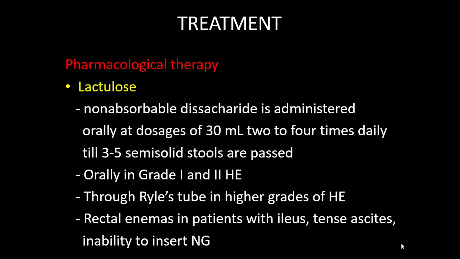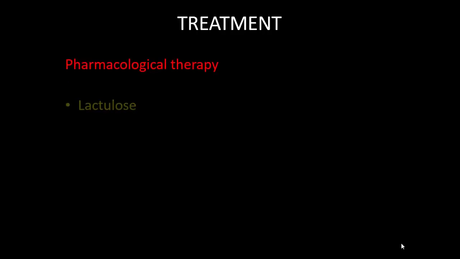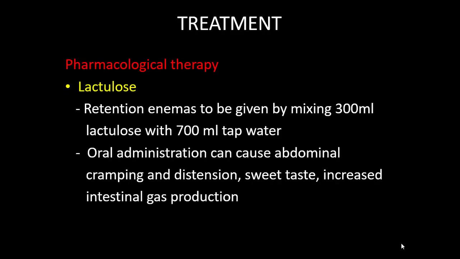Rectal enemas should be given if your patient has ileus, and if you have an inability to insert an NG, but make sure you have ruled out hemorrhoids, because most often you give a rectal enema and after some time the sister comes running, the patient is having a PR bleed. Right. So retention enemas can also be given by mixing 300 ml of lactulose with 700 ml of tap water. And one of the common side effects of lactulose is that it causes a lot of bloating sensation. There is abdominal distension, a sweet taste is left, and there can be cramping in the bowel.